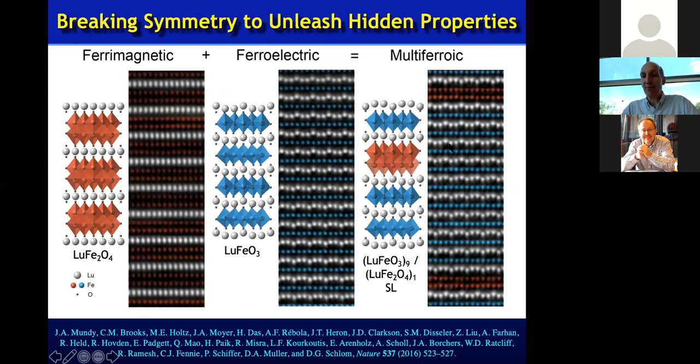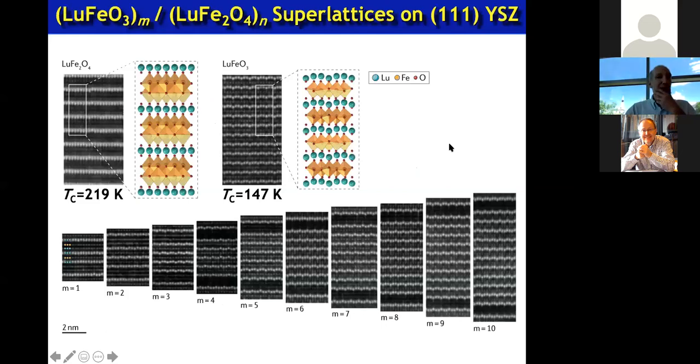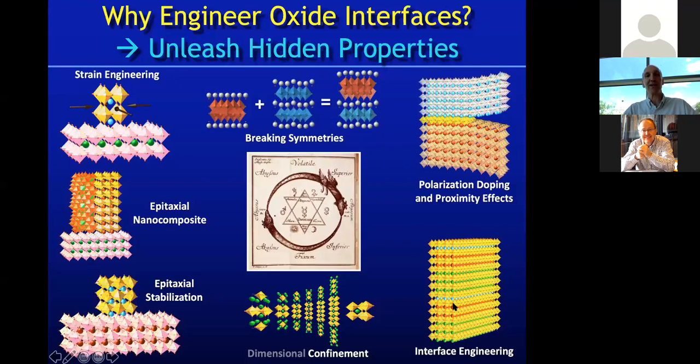Here you see it in TEM. I want to show it to you in terms of properties. I'm very close, Jean-Marc, to running out of time, but here's the two structures that we put together. And Julia Mundy, who along with Charles Brooks did all the growth that you see here, looked at the properties and found that the magnetic transition temperature was highest when there were nine of these 113 lutetium ferrites followed by one of the 124s. So a way of breaking symmetry to make the material simultaneously ferroelectric and ferromagnetic at the same time.